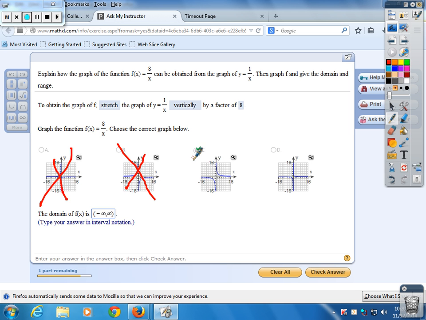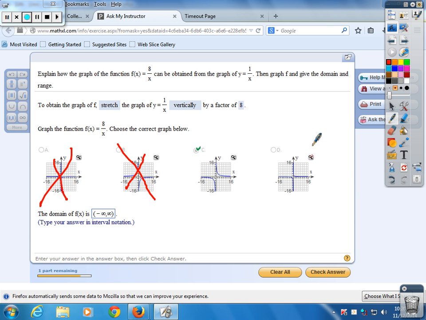Let's see. Now this one's just a little bit more. Evidently this one's like 16 or something. I don't know why it's this one. I mean, to me, I would pick that one. You have to graph the two. Graph 1 over x in your calculator and then graph 8 over x. Seems like to me it'd push it.